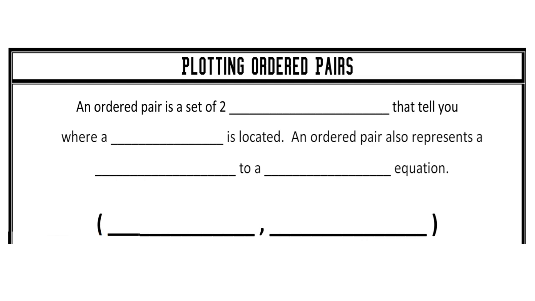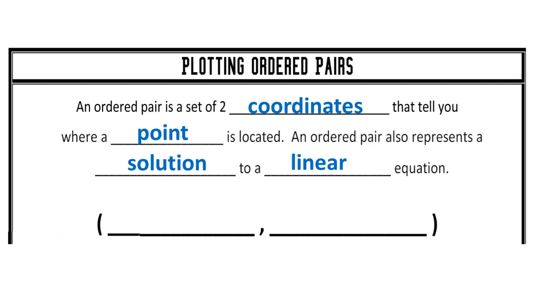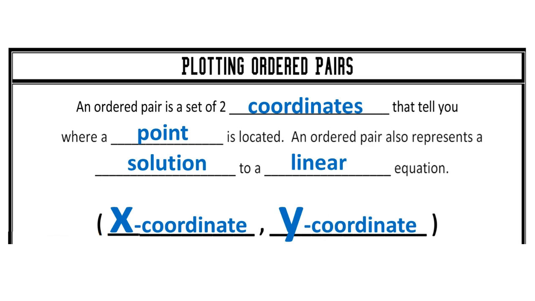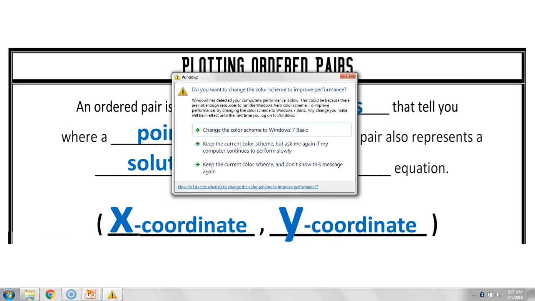An ordered pair is a set of two coordinates that tell you where a point is located. An ordered pair also represents a solution to a linear equation. The ordered pairs go in alphabetical order. We have our x-coordinate and we have our y-coordinate. A linear equation has both x and y variables. If I plug in my x-coordinate for x and substitute in my y-coordinate for y, and I get a true statement, that means that point is located somewhere on the line.